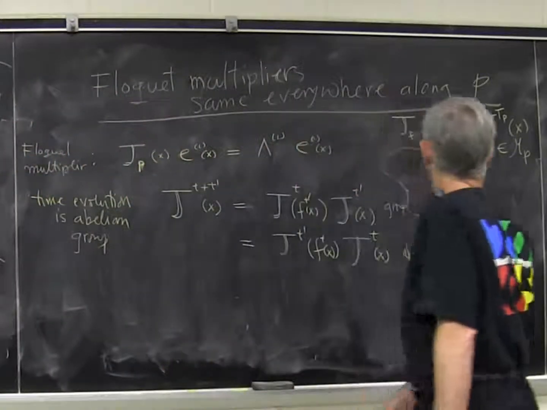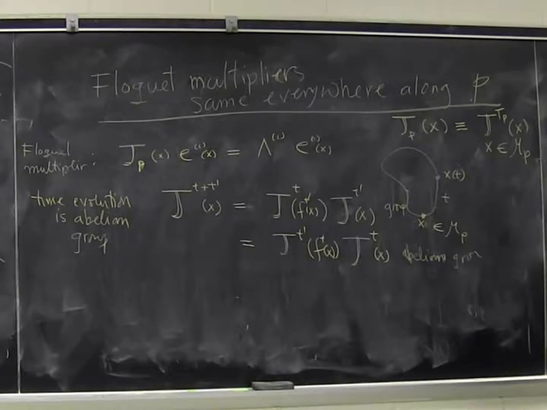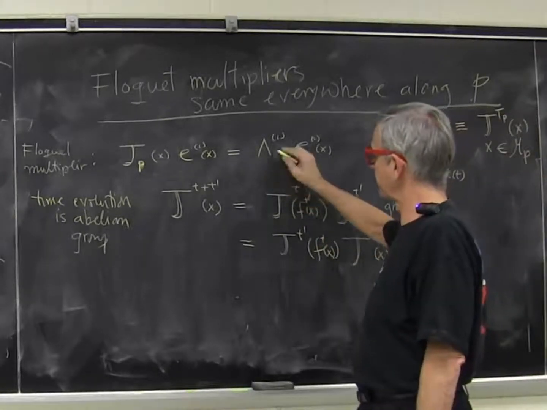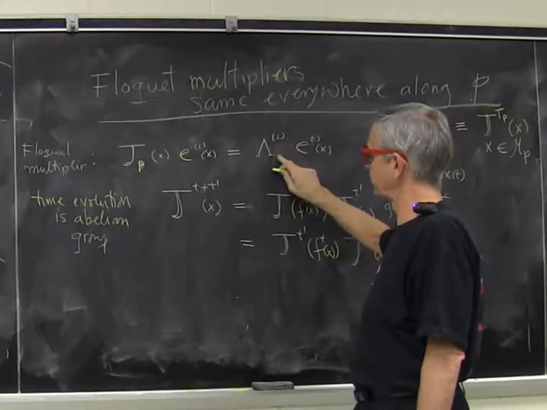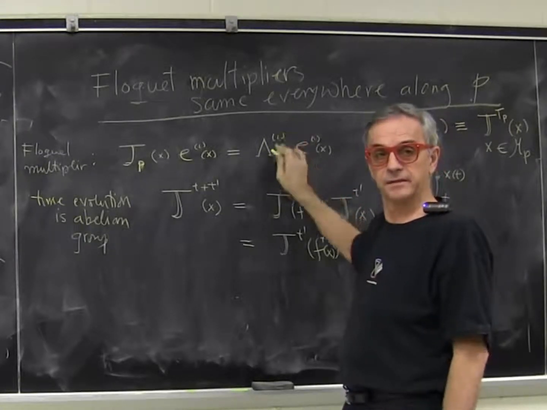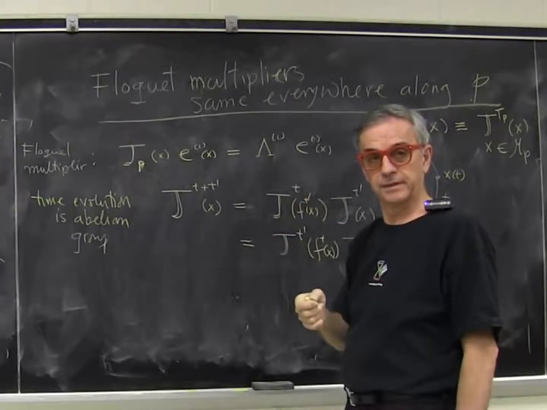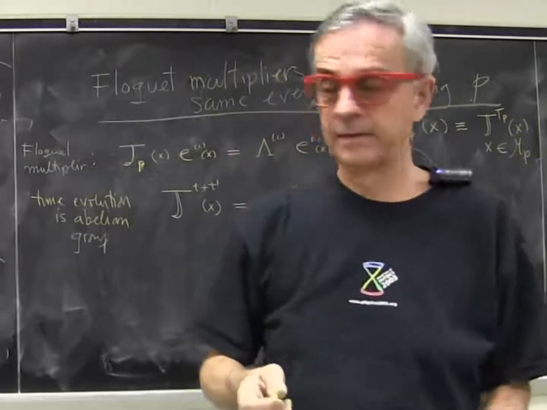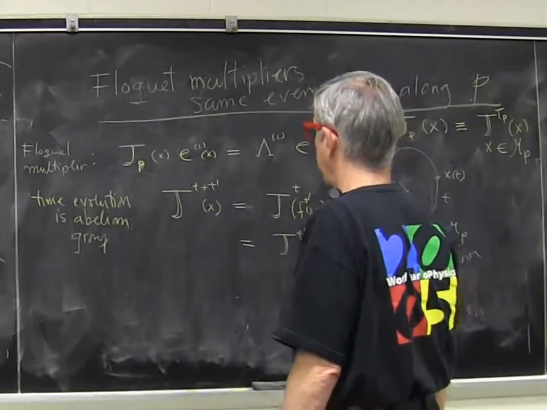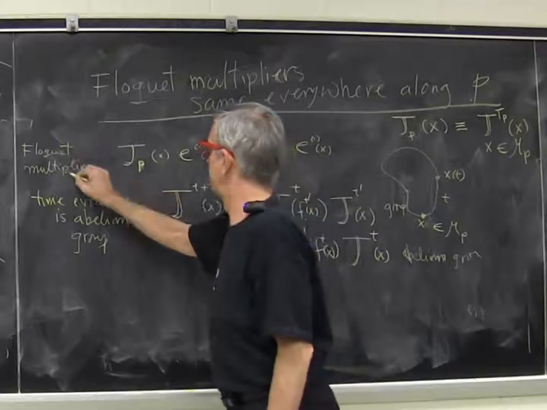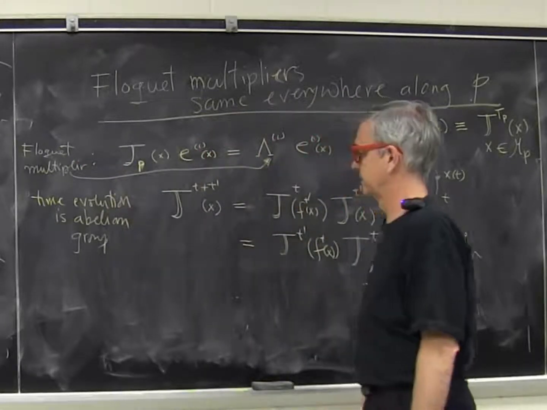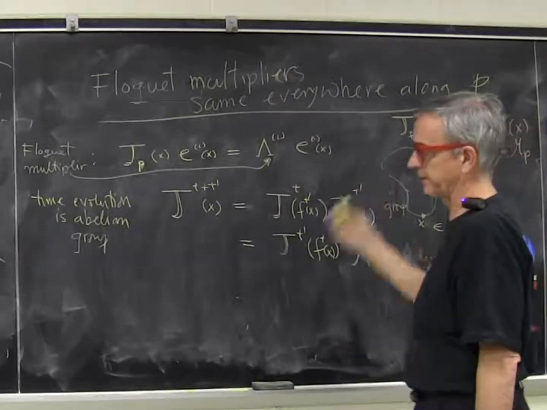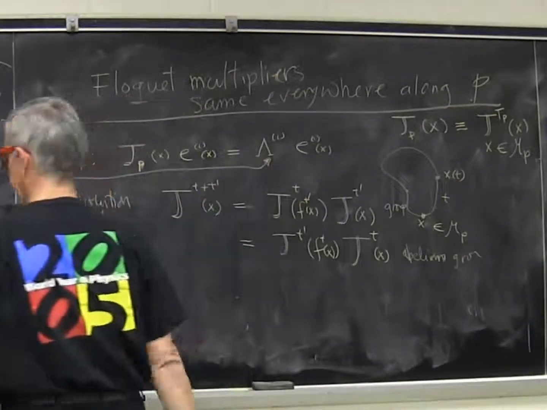Is the Floquet multiplier J_p or lambda? The Floquet multiplier is lambda. Usually you would put a subscript p here denoting belonging to a particular orbit. And what was the question? The question is, the Floquet multiplier is this number. Yeah. And the Floquet exponent, which I've erased, is its logarithm divided by time.